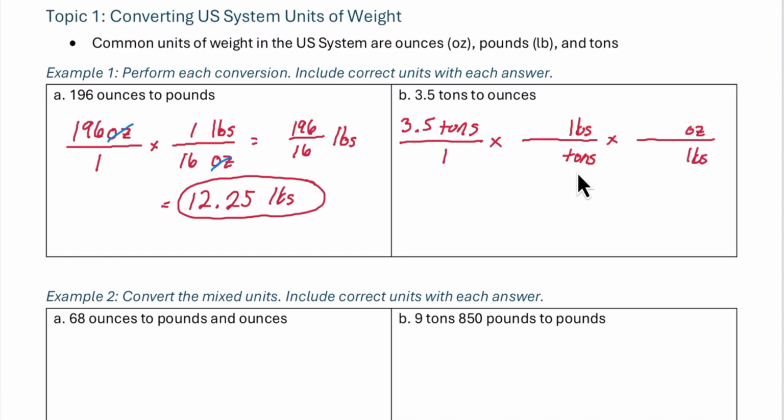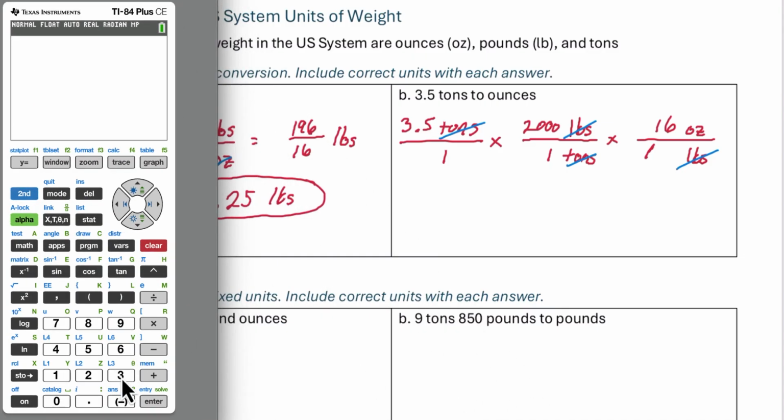Now we just need the correct numbers. There are 2,000 pounds in 1 ton. And as we saw earlier, there are 16 ounces in 1 pound. Notice the tons units will go away. The LBS or pounds units will go away, leaving us with ounces.